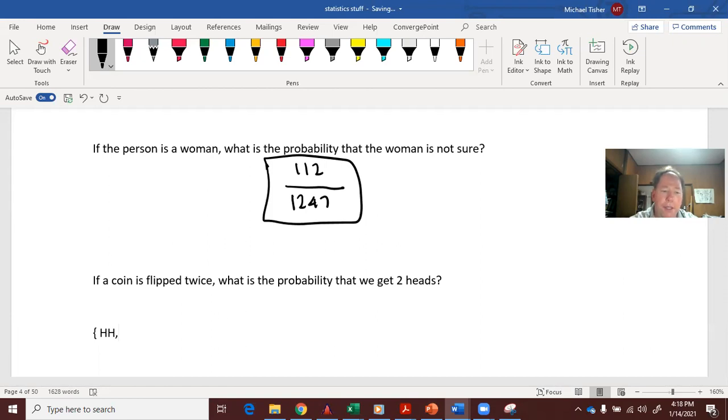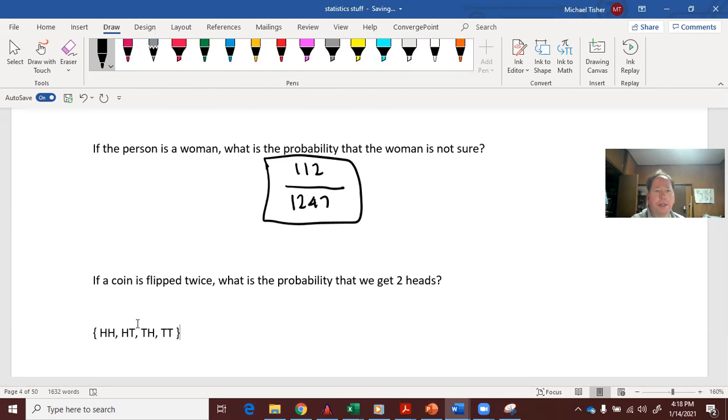Another way to flip a coin is HT, so that's going to be heads the first time, tails the second time. Another way is to flip the coin TH. So tails the first time, heads the second time. And also we have TT, tails the first time, tails the second time. Okay, so this is the sample space of flipping two coins.